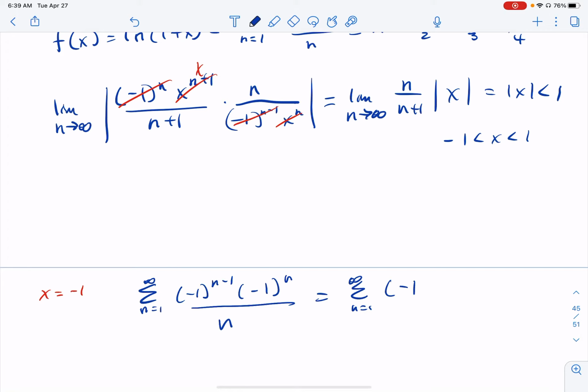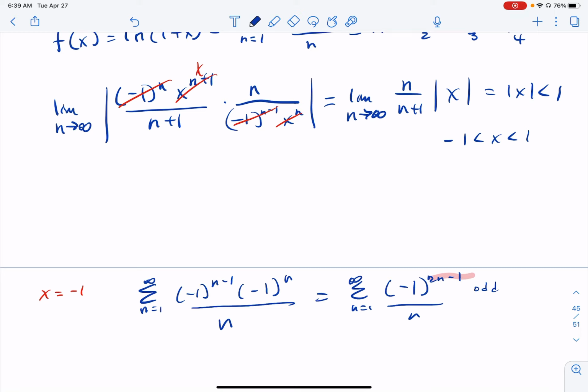So (-1)^(2n-1) over n. You might think that this is alternating harmonic, but it's not, because what kind of numbers are these right here? 2n minus 1, no matter what, this thing right here is an odd number. And if it's an odd number, that means you're always raising -1 to an odd power. It's always going to be -1. Always. No matter what, it's -1.